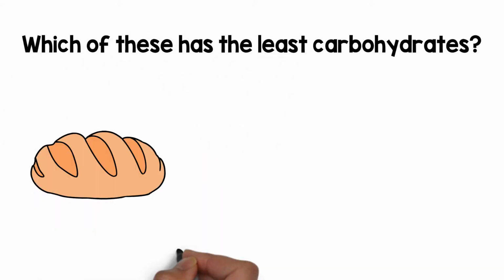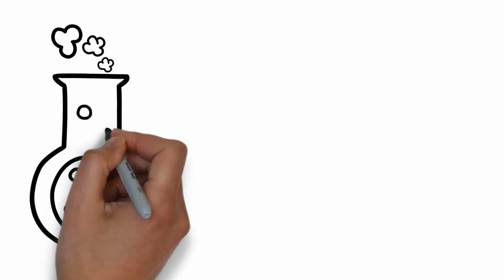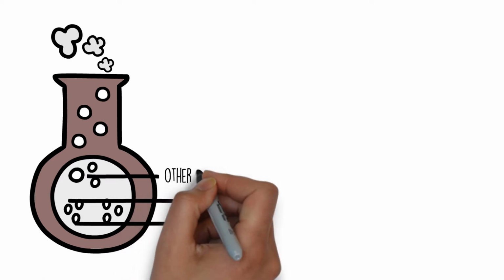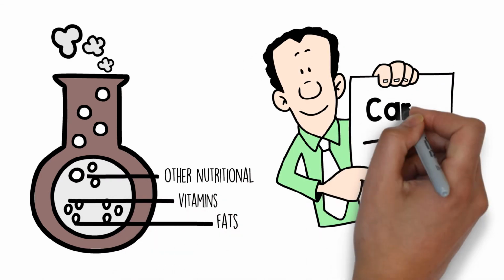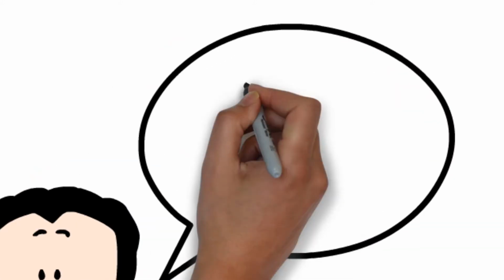Which of these has the least carbohydrates? This bowl of rice or this can of soda? It's a trick question. Although they may differ in fats, vitamins, and other nutritional content, when it comes to carbs, they're pretty much the same. So what exactly does that mean for your diet?